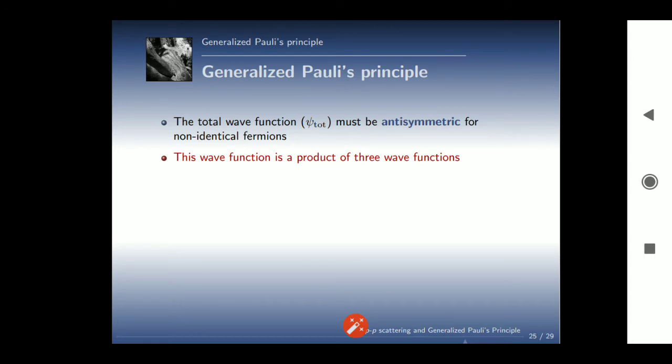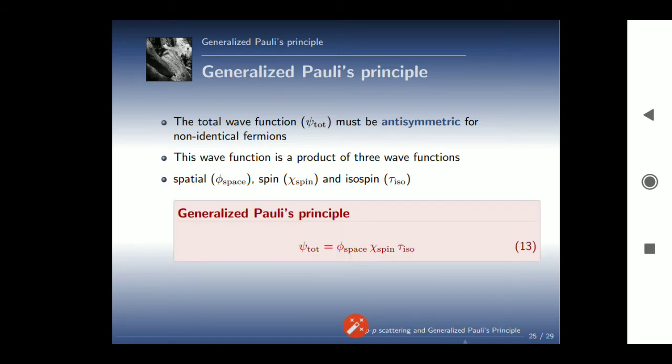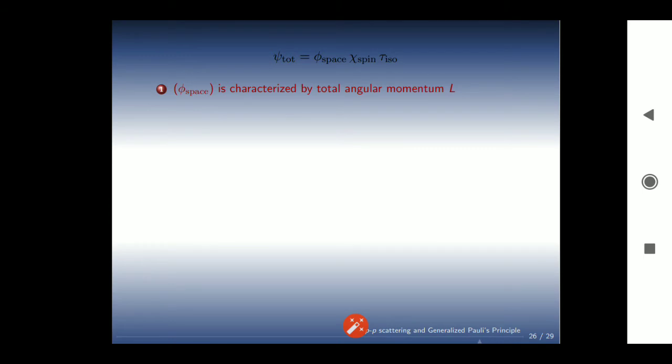Now this total wave function is a product of three wave functions: spatial wave function, spin wave function, and isospin wave function, which is denoted as tau iso. So therefore, generalized Pauli's principle total wave function is written in this manner. Now this Pauli's principle requires that the total wave function be antisymmetric. Now phi space in that wave function represents the spatial wave function, which is characterized by total angular momentum L. It basically characterizes the spatial part.